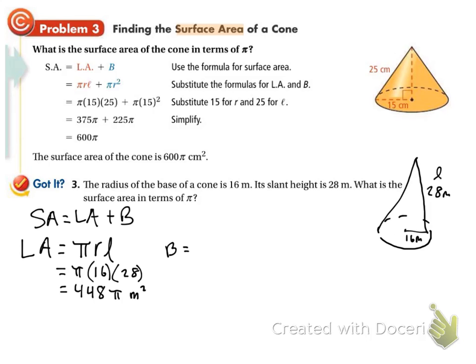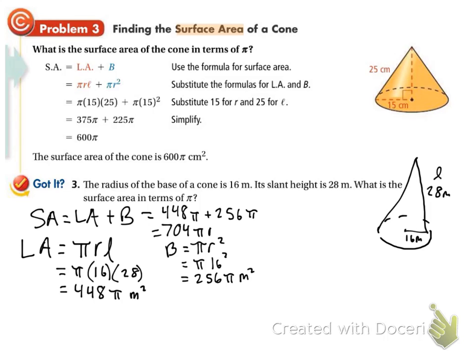And then we've got to find the area of our base. The area of a base, it's a circle. You should know this equation, pi r squared. So this is pi 16 squared. 16 squared is 256. Keep our pi on there, meters squared. And then the surface area is just adding them together. So 448 pi plus 256 pi. If I add those together, you're just adding the numbers out front. So 448 plus 256 gives us 704 pi meters squared.